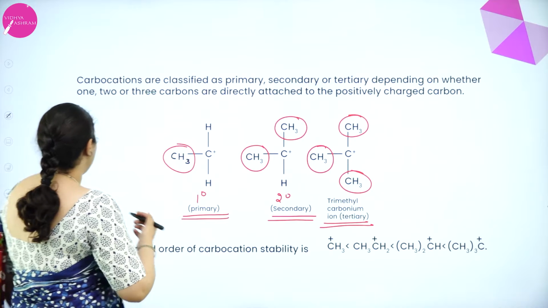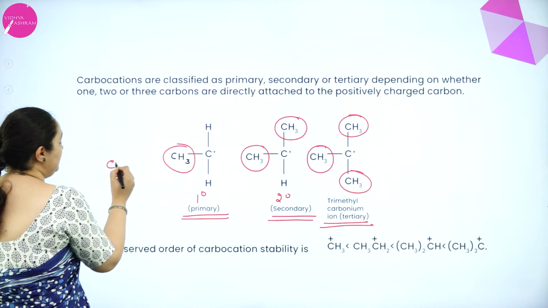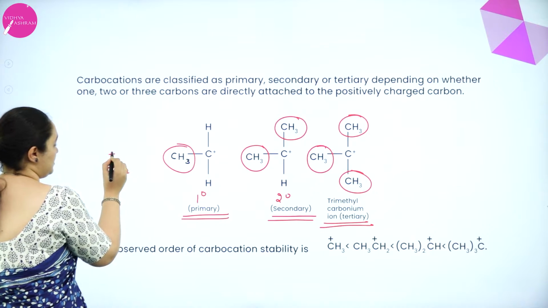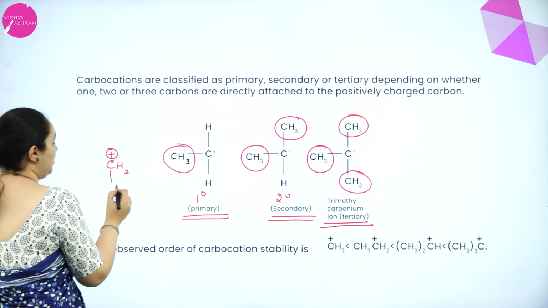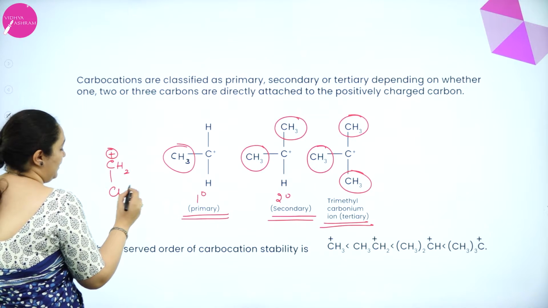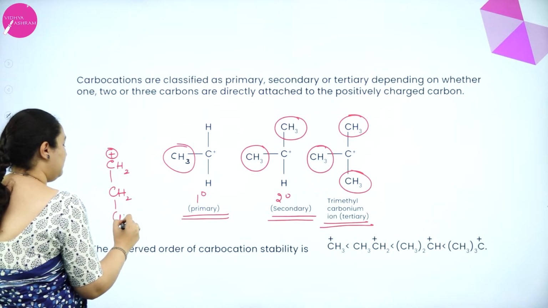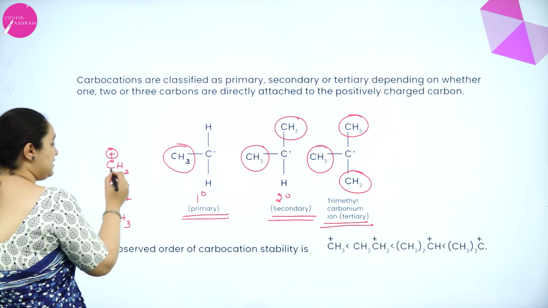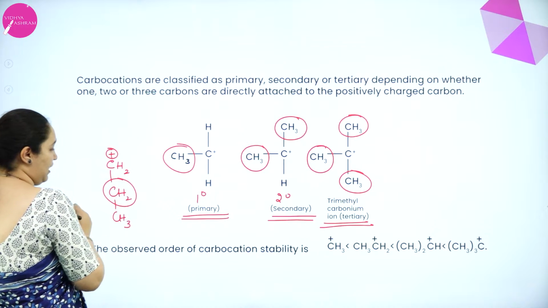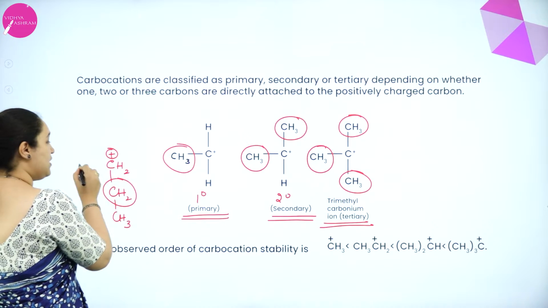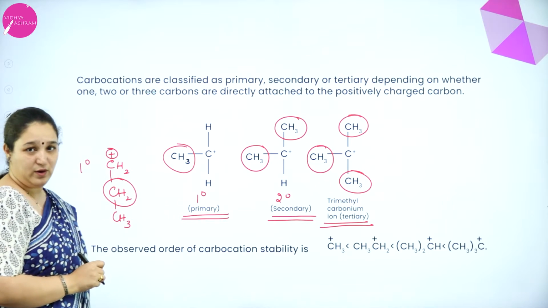For example, I can tell carbon, this is CH2 with a positive charge and this has got one carbon neighbor, that is CH2 and then the same thing has got CH3. But this one, immediate neighbor, only one carbon is there. The other two are hydrogen atoms. So this is still primary carbocation.